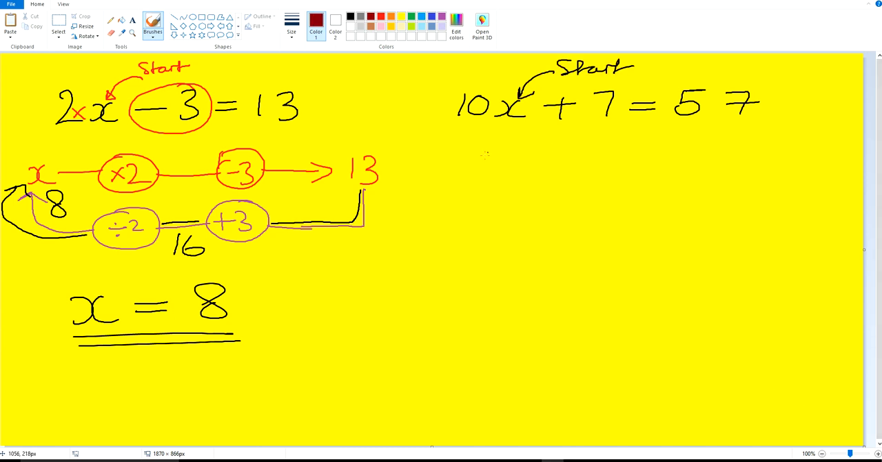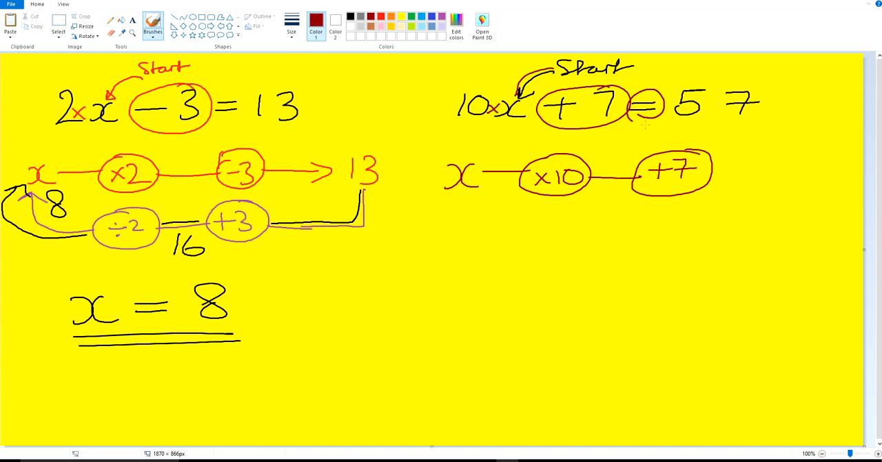Okay, now let's have a look at the second question now. We have 10x plus 7 equals 57. And we're going to start by looking at the x. X is the starting focus point for our question. So x has been timed by 10. So x is being timed by 10. And then it's been added by 7. And then the answer is equal to, so we have a little arrow, 57. So we have now converted our equation into a nice set of two function machines.